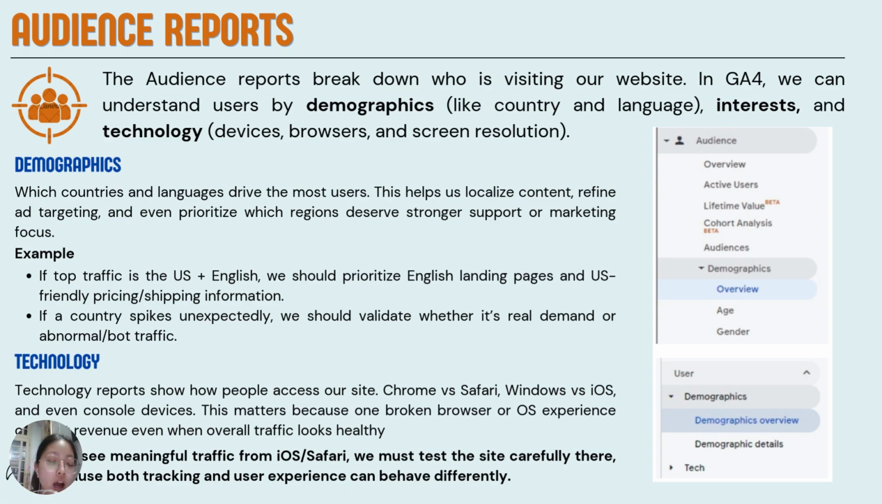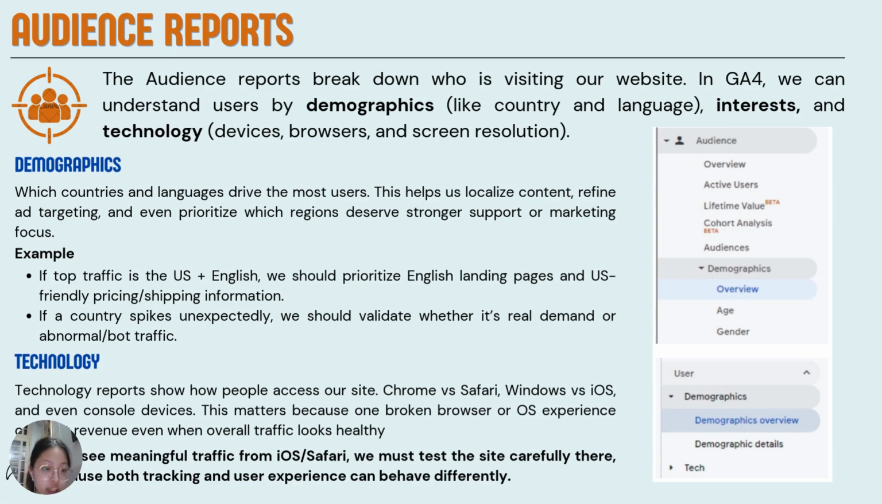For example, if top traffic is the US plus English, we should prioritize English landing pages and US-friendly pricing or shipping information. If a country spikes unexpectedly, we should validate whether it's real demand or abnormal traffic.